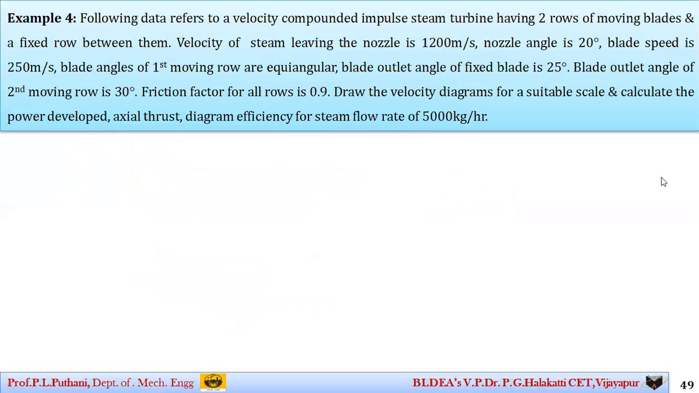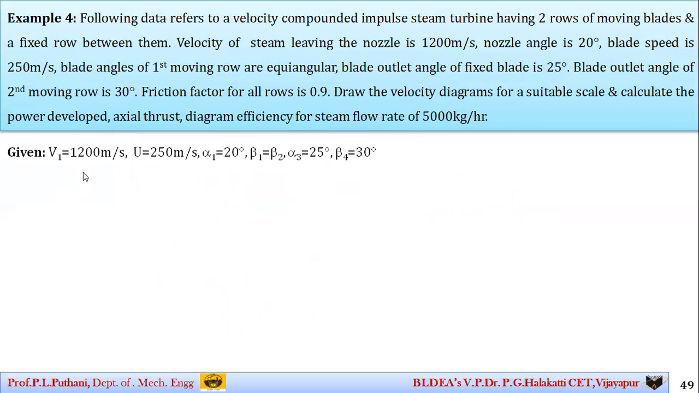Now, let us note down the given data as I have discussed just now. That is, we have V1 is equal to 1200 meters per second, U is equal to 250 meters per second, alpha 1, that is the nozzle angle, 20 degrees. Blades are equiangular only in the first row, he has said, which means beta 1 is equal to beta 2. Then for the second row he has said alpha 3 is 25 degrees, beta 4 is 30 degrees.